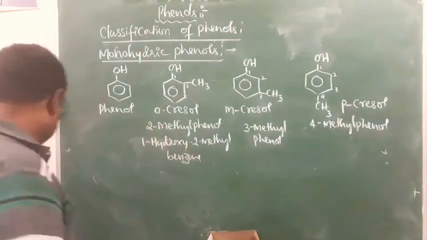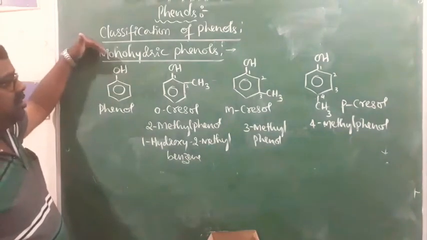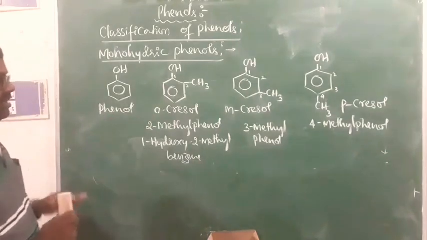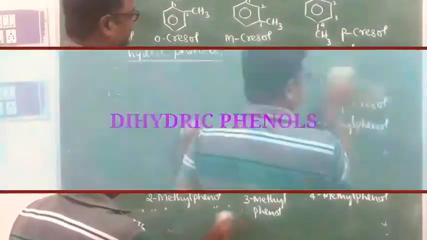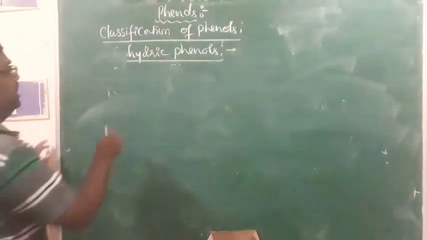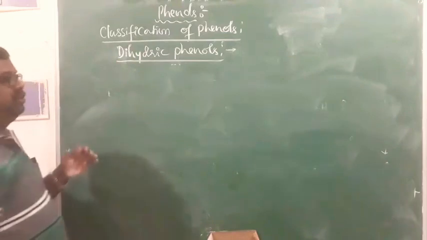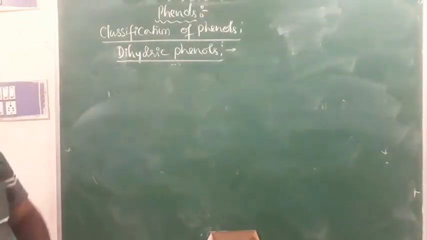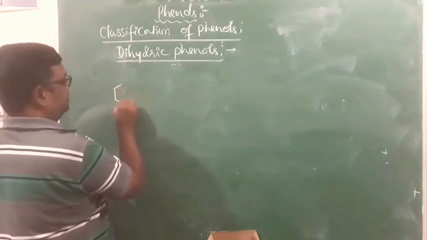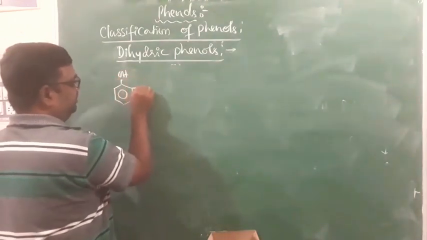So this is what we call the classification of phenols, and of course monohydric phenols. In addition to that, we have the IUPAC names also. Next will be dihydric phenols. Dihydric phenols are characterized by 2 hydroxyl groups per molecule. The 2 hydroxyl groups will be directly attached to the benzene ring. This is an OH group, and this is an OH group.